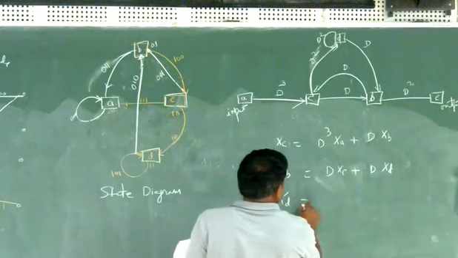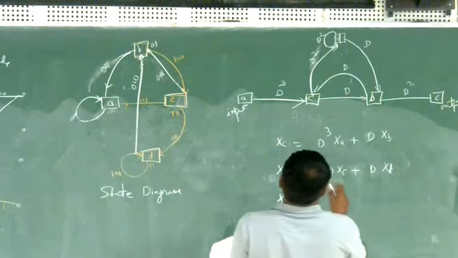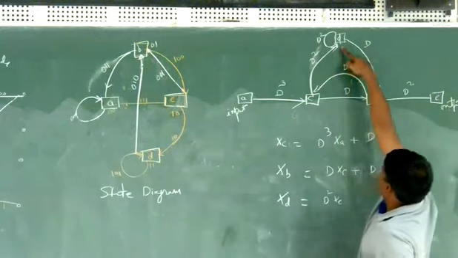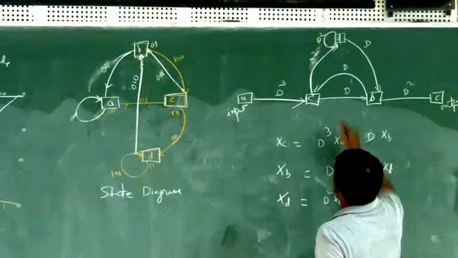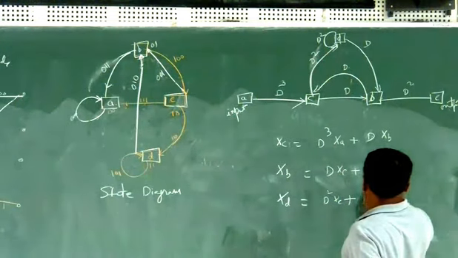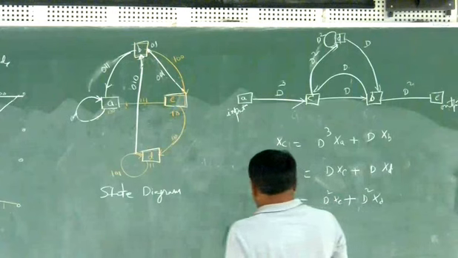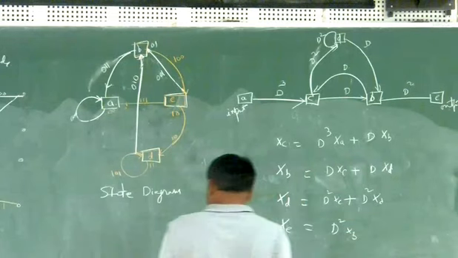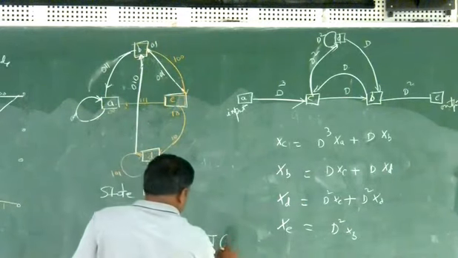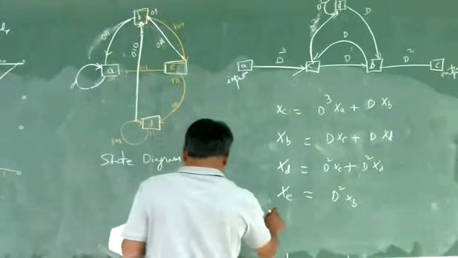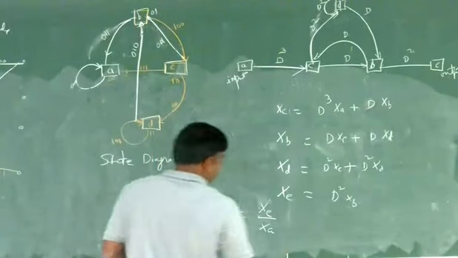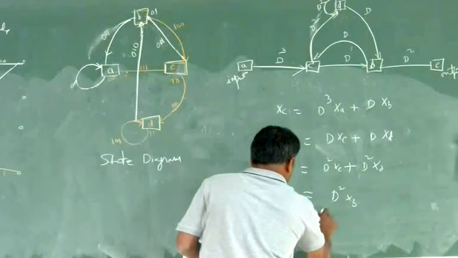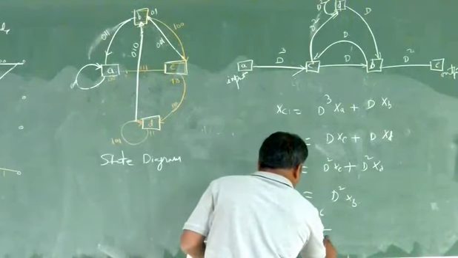Similarly, Xd is equal to D squared into Xc. We are basically looking at inward arrows, plus there is a self loop, then D squared into Xd. And finally, Xe is equal to D squared into Xb. Okay, and the transfer function T of D is equal to Xe by Xa, output by input. And that turns out to be, if you work it out, D raised to 6 by 1 minus 2D squared.